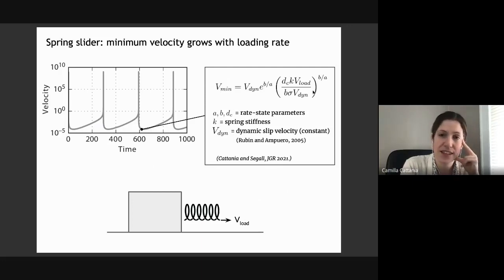So we derive this analytical result, and you see this minimum velocity, which we can think of as the velocity when the asperity is locked. It's given by a constant characteristic dynamic slip velocity, which depends on friction behavior and strength. But otherwise, it also depends on B over A, which is uniform for us. But then it depends on the loading velocity to the power of B over A. So what that means is that if you load the asperity slowly, it will reach a lower velocity than if you load it much faster, which is quite an intuitive result.